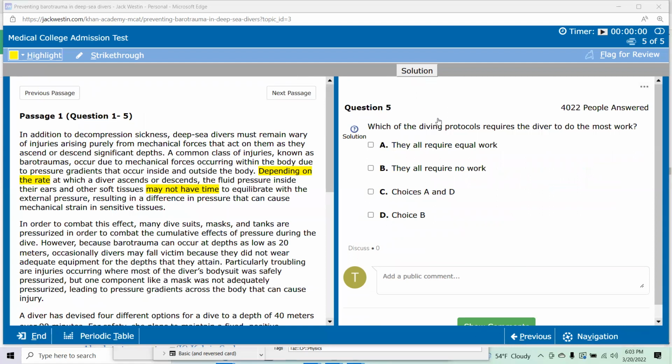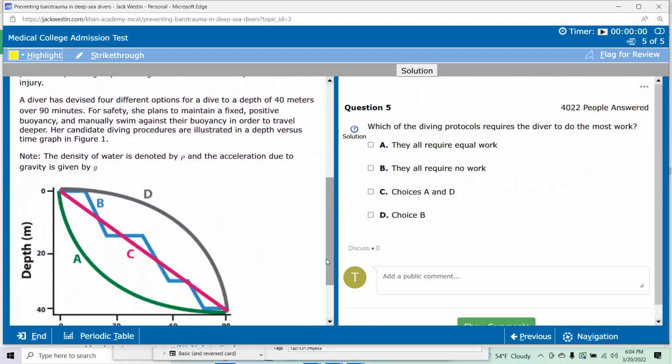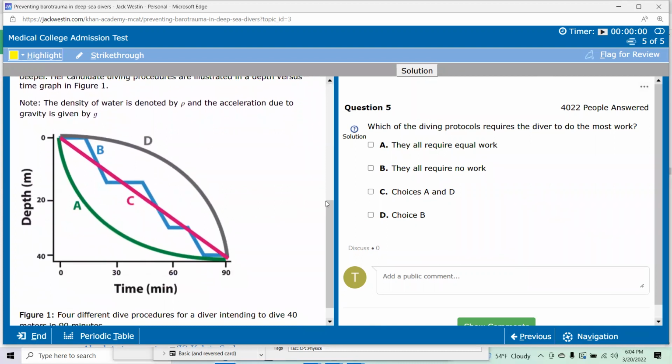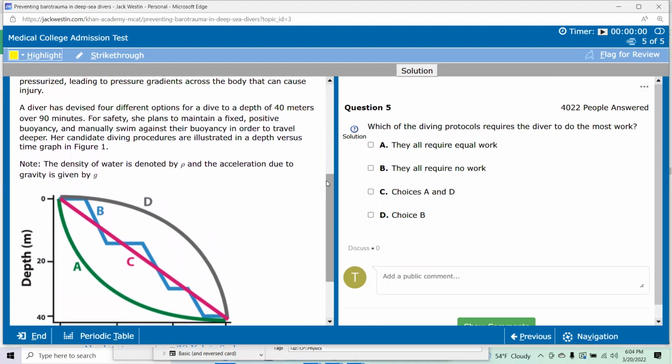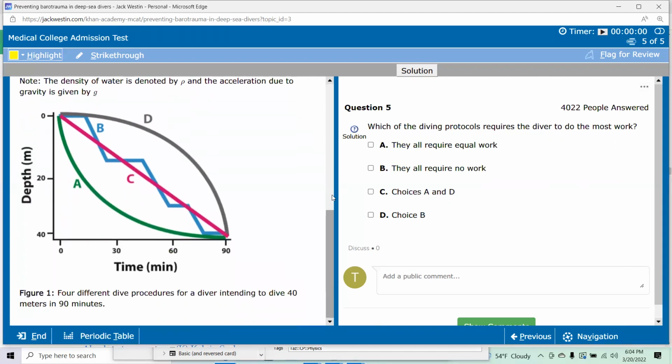All right. Which of the diving protocols requires the diver to do the most work? So again, this is a relationship thing. They're asking you about work, and this whole thing is about pressure. They're asking about the protocols, right? These are the protocols. A diver has devised 4 different diving procedures, and which of the diving protocols requires the diver to do the most work? Work.